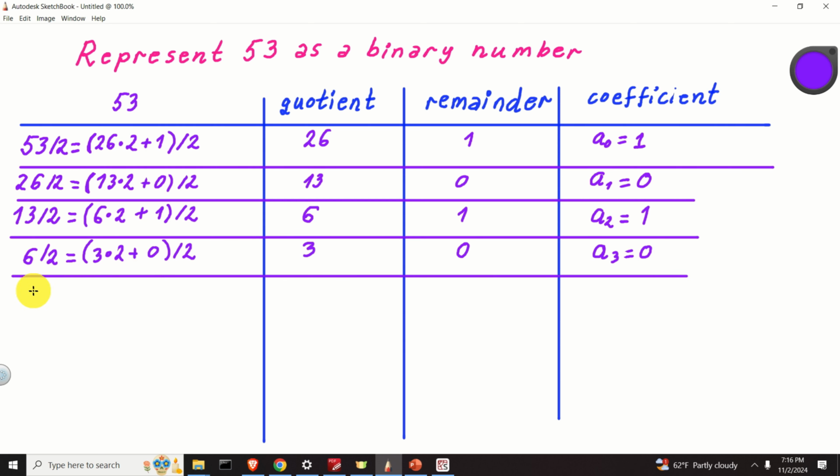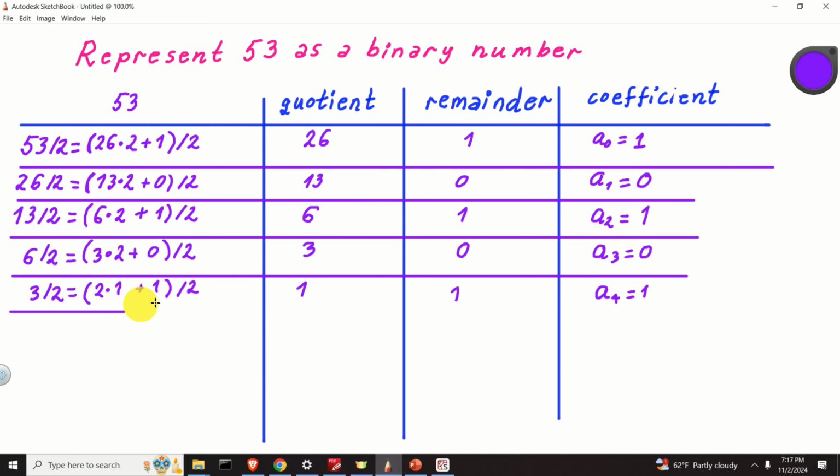Then the quotient is 3. 3 divided by 2 can be represented as, let's see, over here we can write 2 multiplying 1 plus 1, everything divided by 2. From here we can see that the quotient is, actually, here you have to be very careful about the quotient. Over here the quotient is actually 1, and this is very important. And the remainder over here is obviously 1, and consequently A4 is 1.